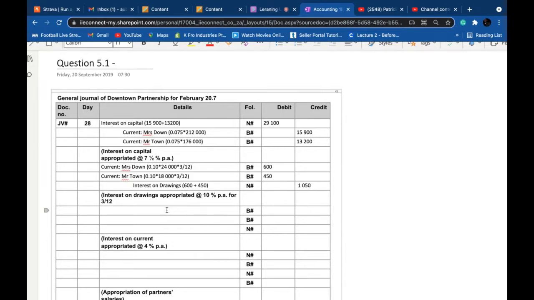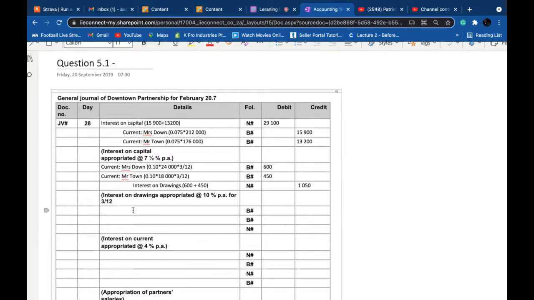Interest on current account must be recorded at 4% of the opening balance. So here we are now rewarding them for having a positive balance on their current accounts. Remember, the current account is like the capital account. Only difference is the capital account we use to record all capital contributions and only capital contributions, and the current account we use for everything else, to reward and to penalize the partners in the business.